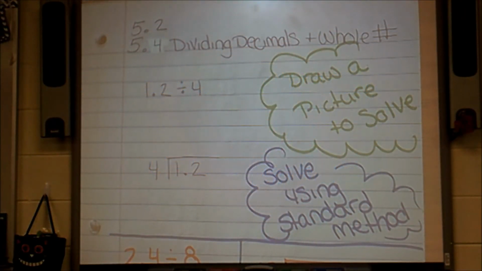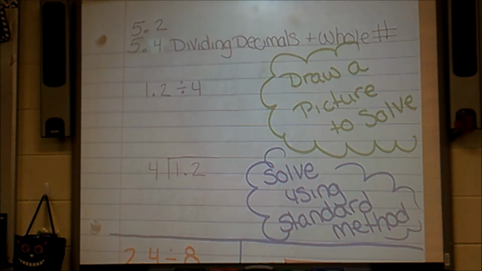Today we are going to be doing two sections in Chapter 5, Section 5.2 and 5.4. We're going to be working with dividing decimals and whole numbers. So one of our numbers will be a decimal, and one of our numbers will be a whole number.